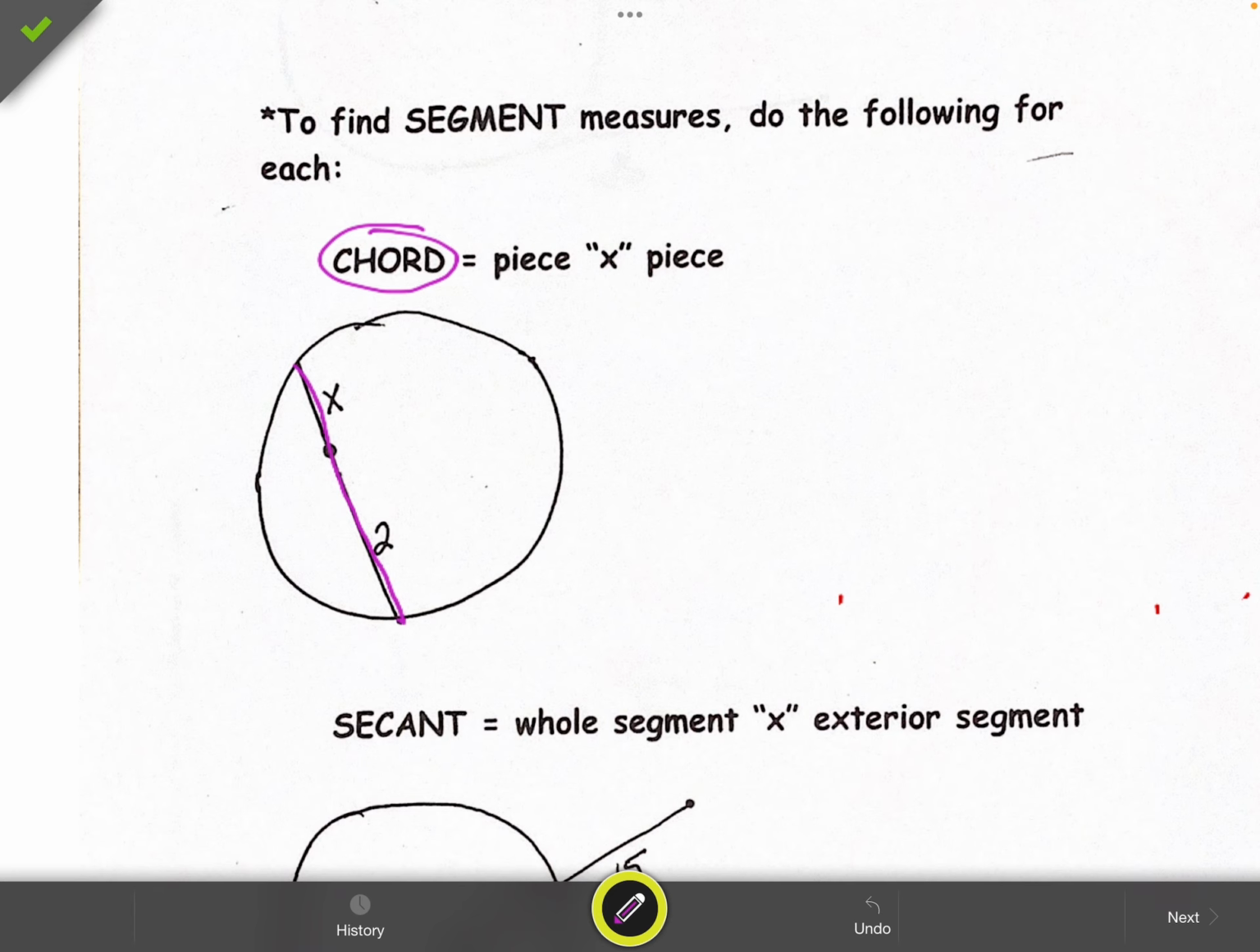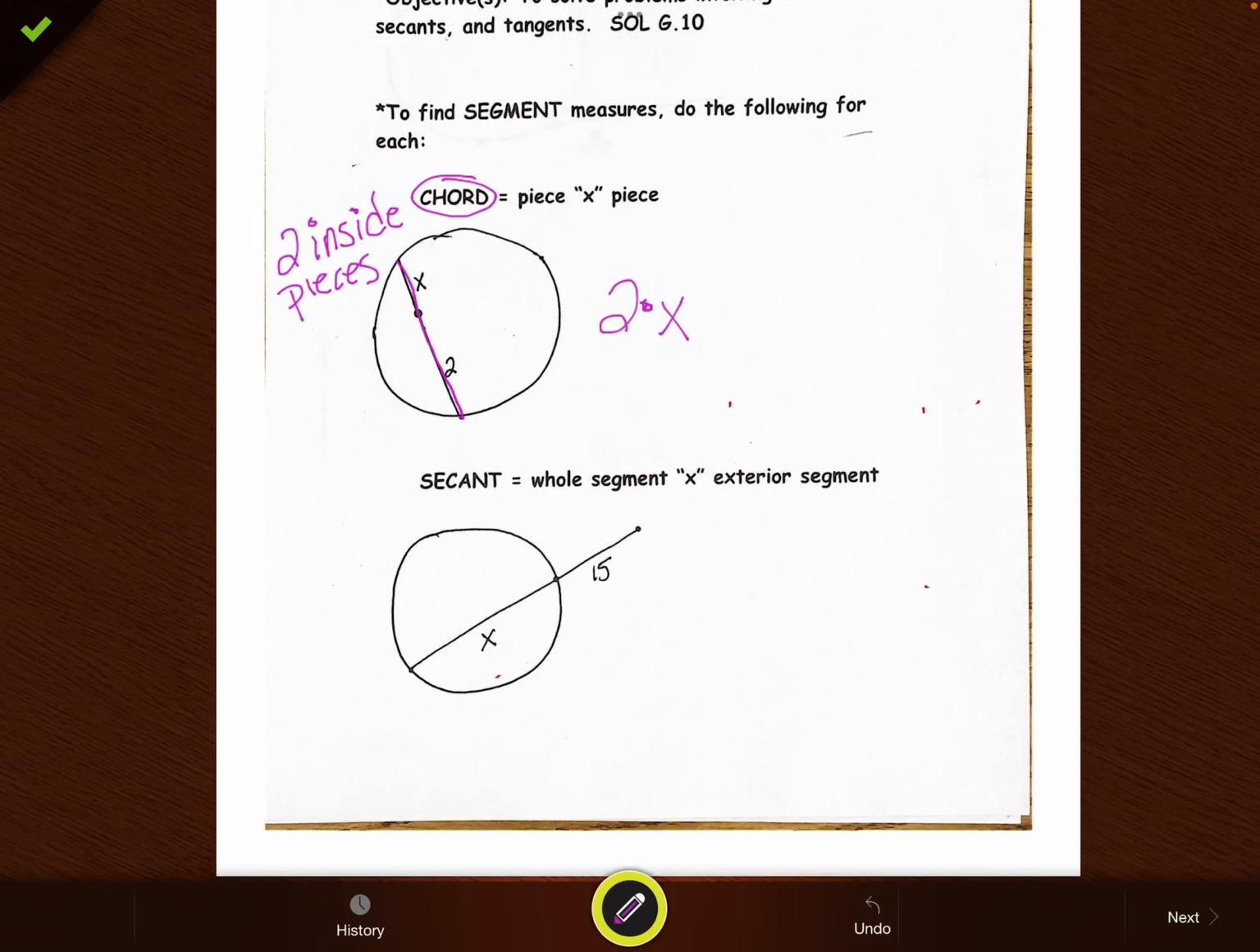If you notice, both of your pieces, your piece that's X and your piece that is 2, you have 2 inside pieces that make up your chord. And so your formula, or the way you're going to set this up, is piece times piece. So you're going to say 2 times X. And again, this will not make a whole lot of sense till we actually see an actual problem in just a minute.